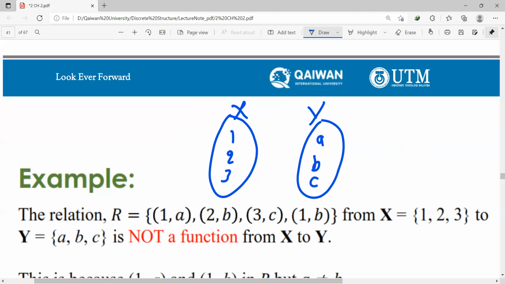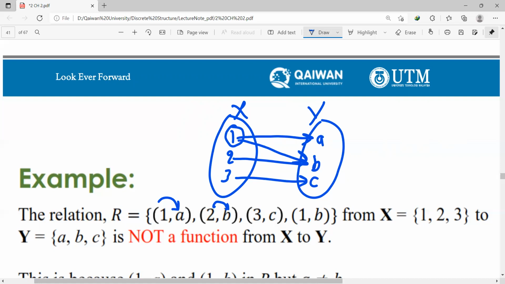Here 1 goes to A. 2 goes to B. 3 to C. And also we have 1 and B. 1 has two different images here. In this case, we say that's not a function.